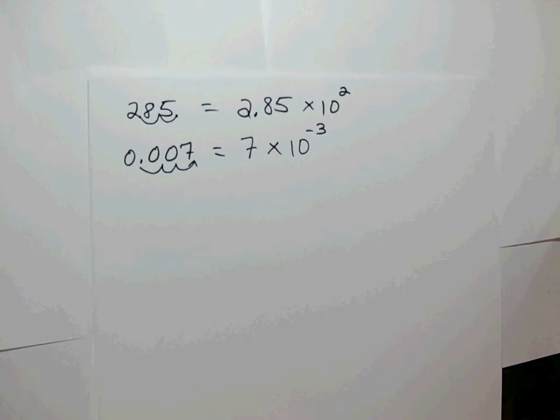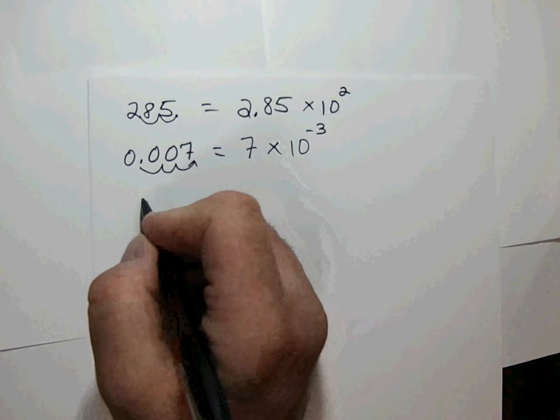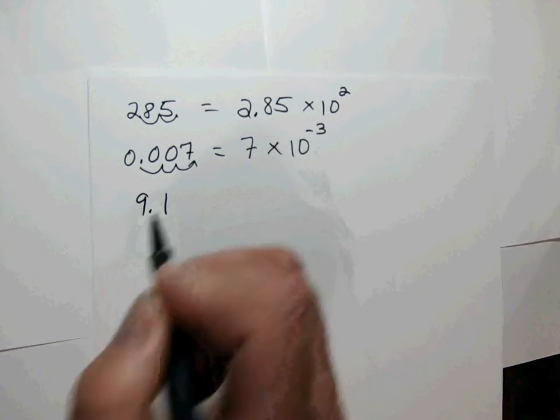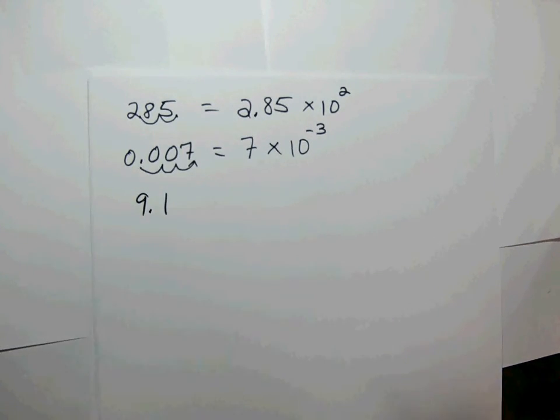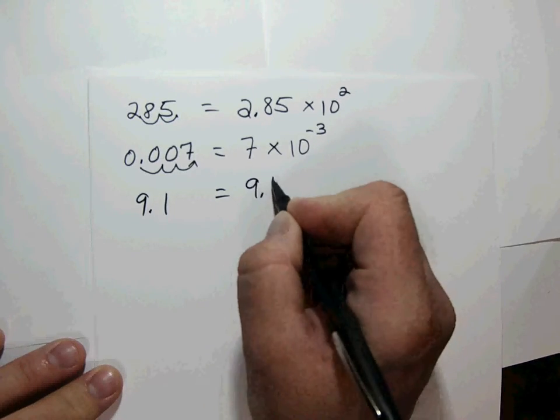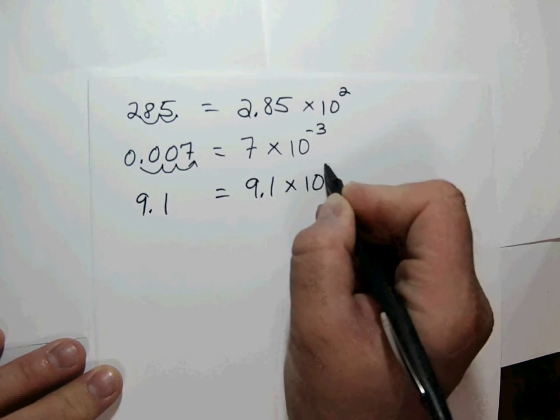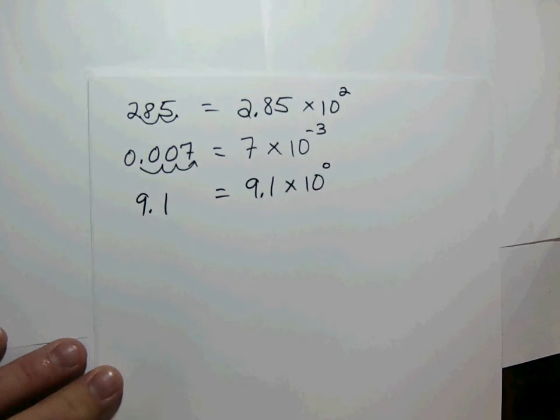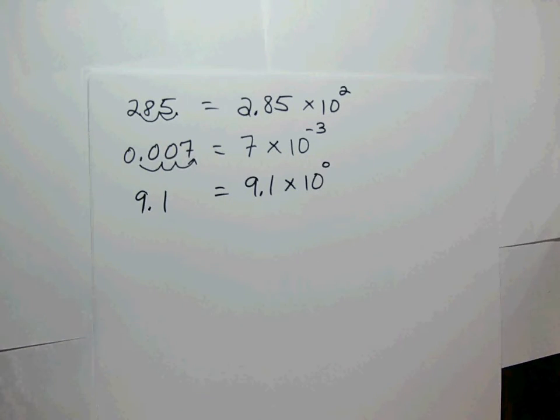C, 9.1, okay? It's already kind of in the right format, right? I got a number and a decimal point, I got a number after the decimal, but if we want to go ahead and put it in scientific notation, here's one of those, again, kind of odd cases where I would multiply it by 10 to the 0. 10 to the 0 has a value of 1, so it's still 9.1. It's just shown a little differently.